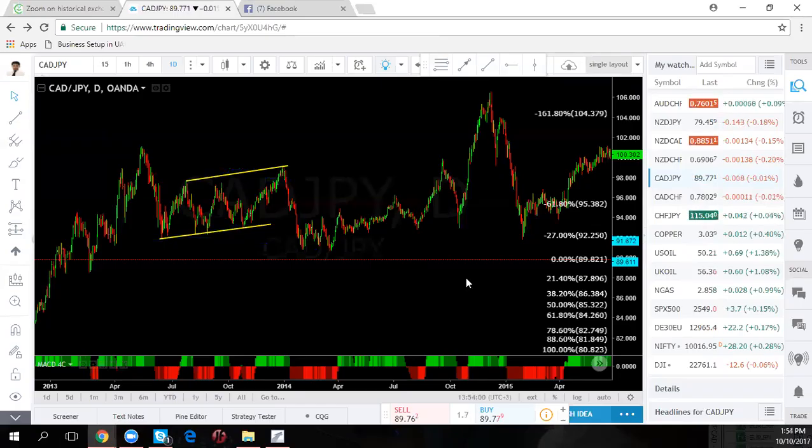Yes, Z wave could be diagonal. It could be an ending diagonal, right? But it's not a triangle. A triangle is a triangle. That's a wholly different thing. A triangle is a corrective structure. Diagonal is an impulsive structure.